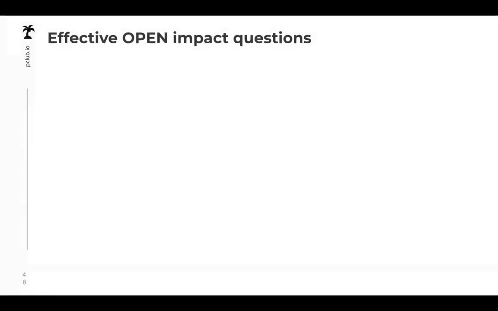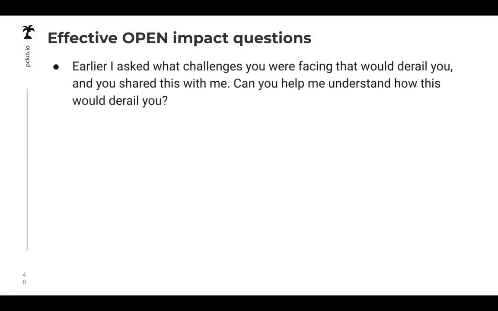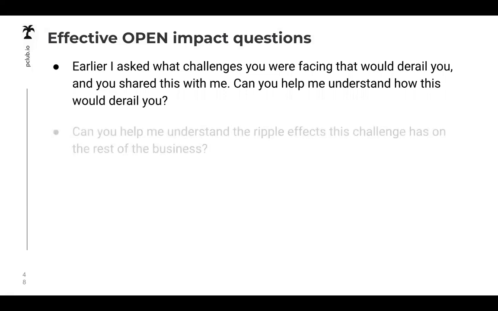So I'm going to give you a few examples of open impact questions. Okay, so this is step 2 of that 3-step sequence. Step 1 was summarize the business problem. Step 2 is ask open-ended impact questions. Okay, so here are a few of them, and then we'll continue. Earlier, I asked what challenges you were facing that would derail you, right? We started the conversation that way. Can you help me understand how that would derail you? Right, so asking about how a problem would derail is asking about impact.